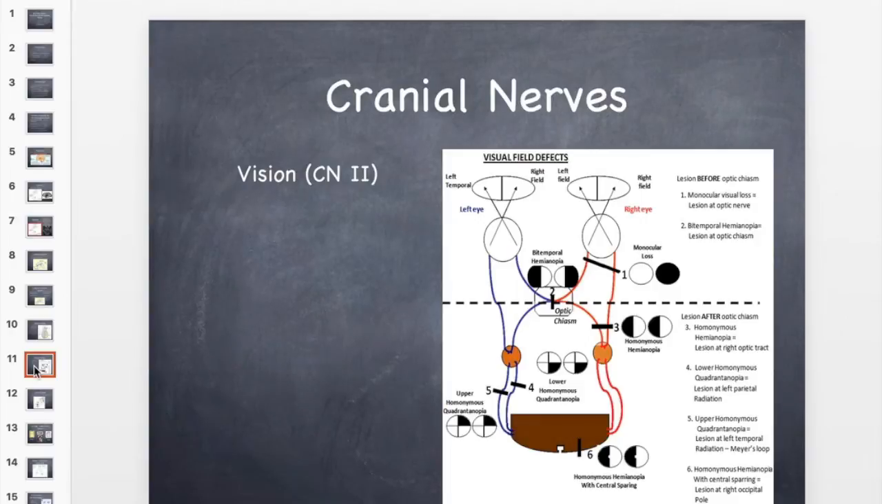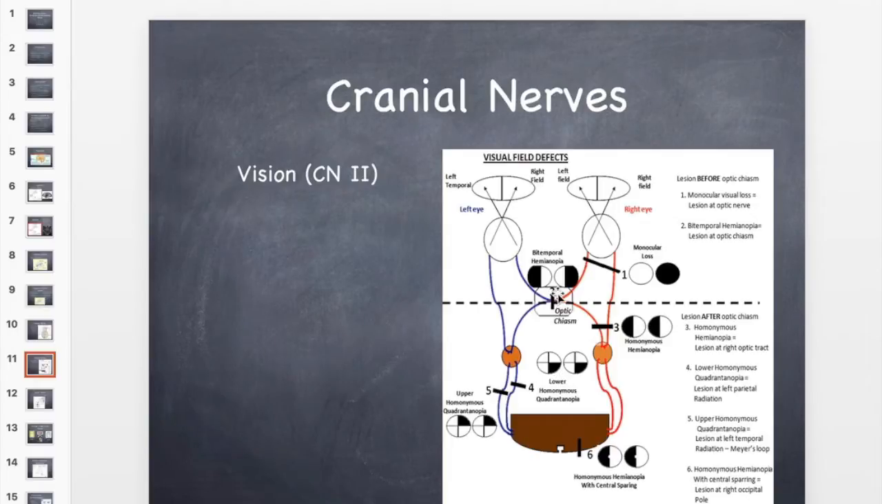I have another slide here that shows what the lesions look like when this happens. Again, sorry about the confusion, but this is an example where you're looking at the head from the top down, not from the bottom up. So, right side visual field, left side visual field. If you lesion the optic nerve, that's just going to be a monocular vision loss. If you lesion the optic chiasm, a classic example would be some mass emanating from the hypothalamus or the pituitary, because that's the regional real estate we're talking about. That can cause compression of the optic chiasm, and you end up with a bitemporal hemianopia.